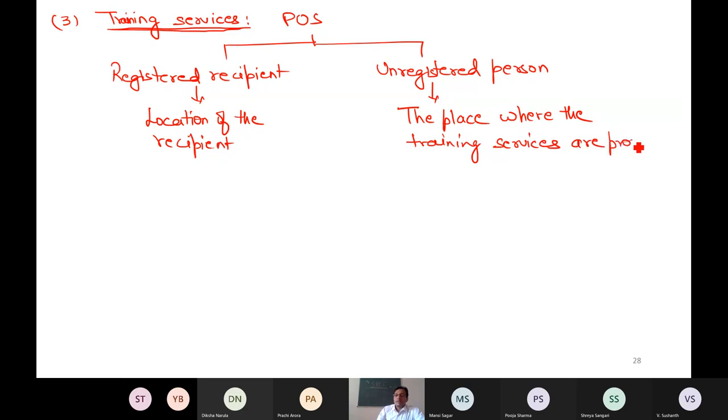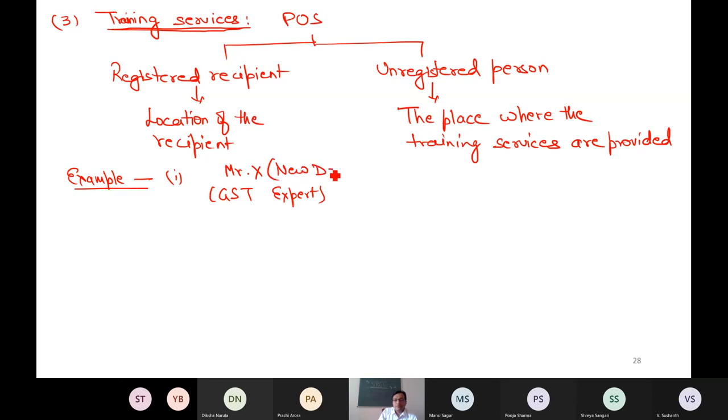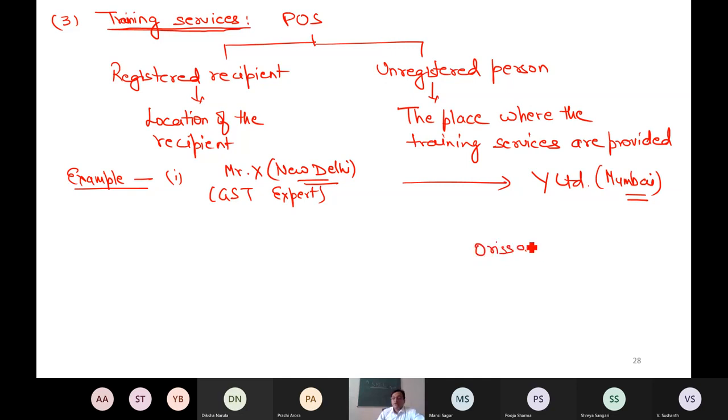Example. First, Mr. X, a renowned GST expert and registered in New Delhi, has been hired by a renowned company, Y Limited, to train its employees. This company is registered in Mumbai, but Y Limited has its office in Odisha, in Bhubaneswar, Odisha. So the training has to be given at which place? Odisha. Here the office is.